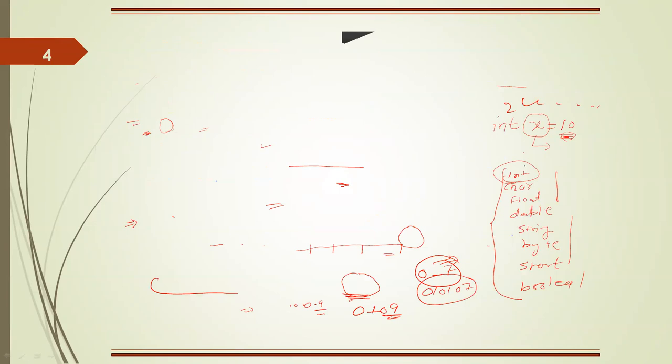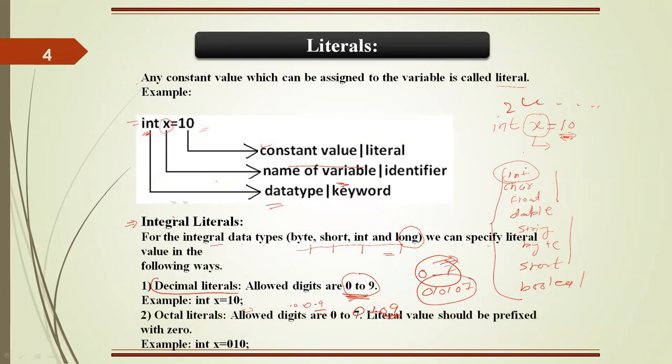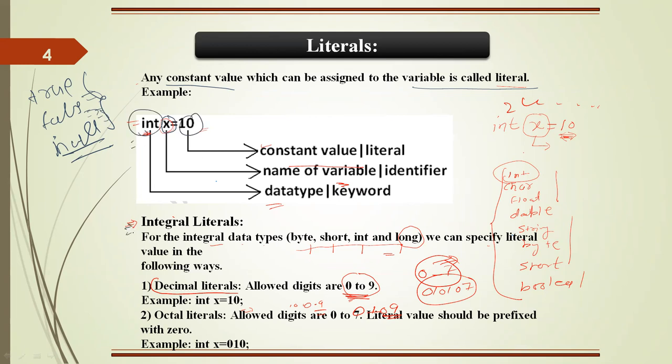So the first part is our revision, guys. Okay, the literals. What are literals? Any constant value which can be assigned to a variable is called a literal. Like true, false, and null are the literals in Java. This is the default value, we cannot change it. This is the variable, this is the constant value, and this is the data type, right?